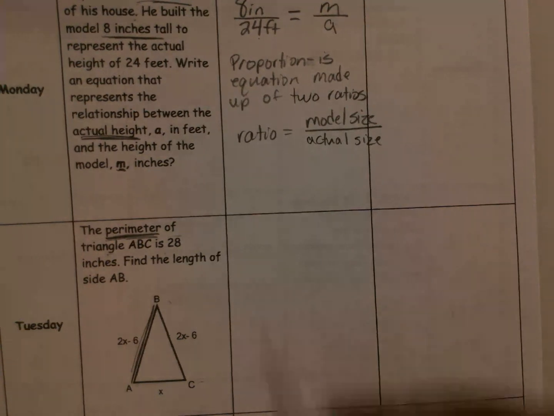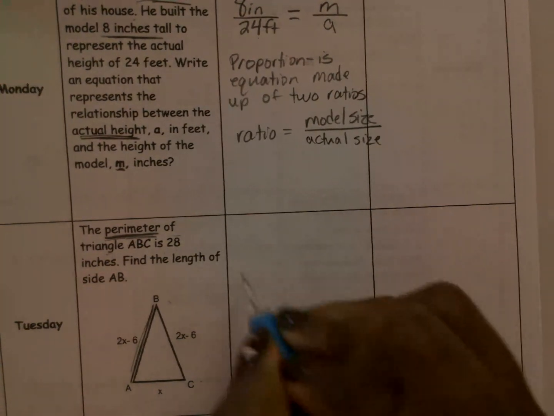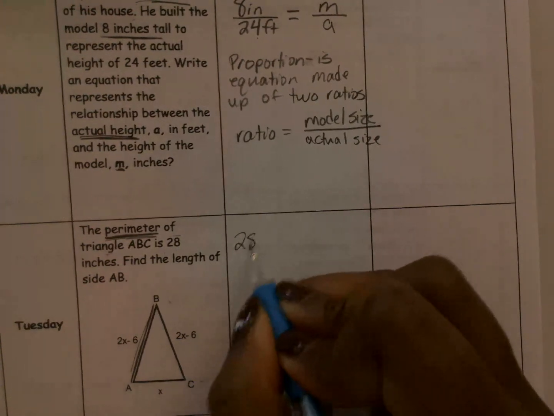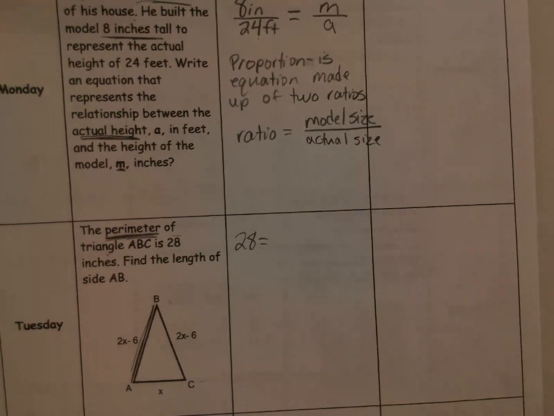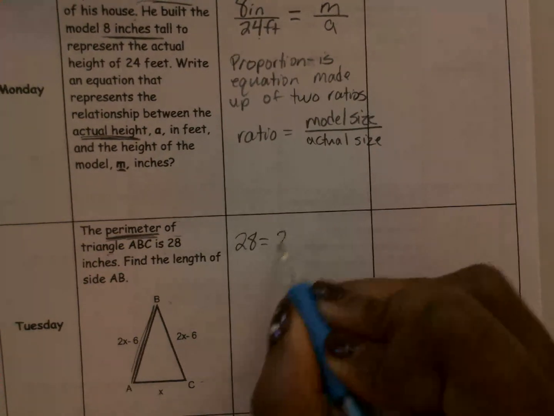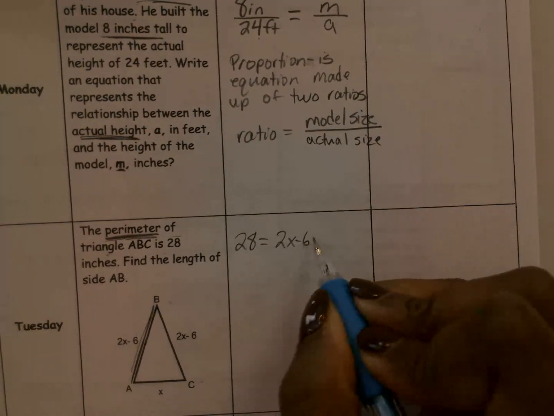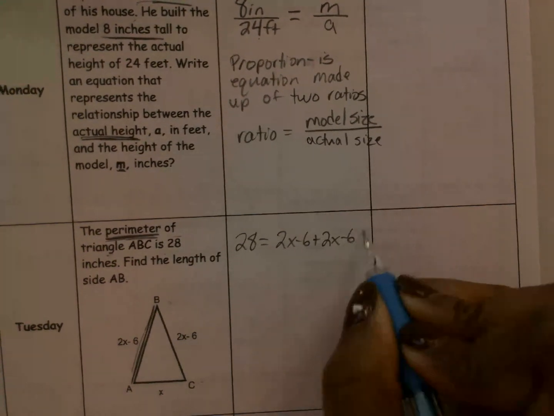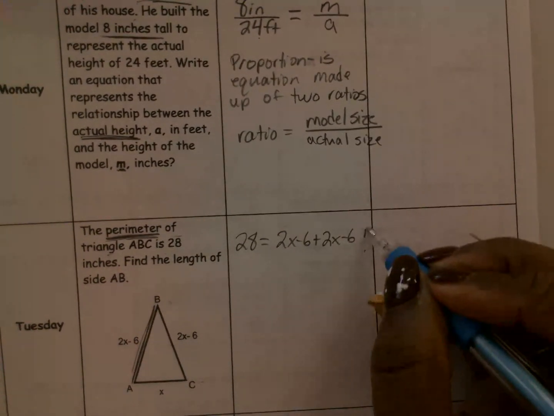All right, so here we go. For perimeter, you add up all the sides. All the sides added together is 28, which is going to be equal to 2x minus 6 plus another 2x minus 6 plus x.